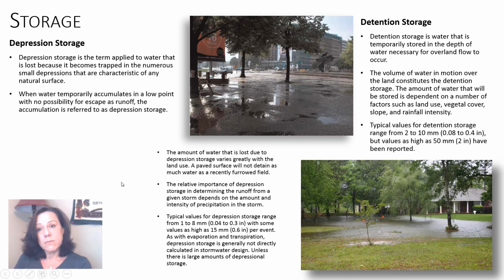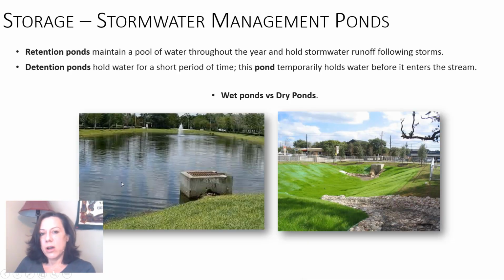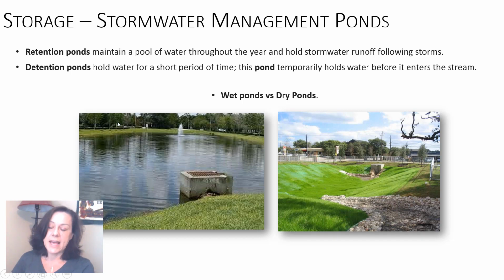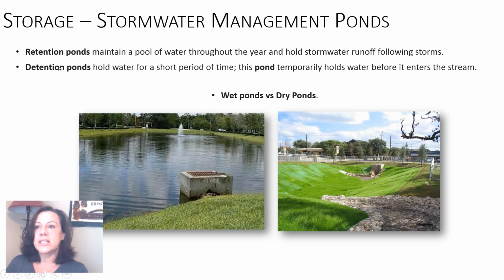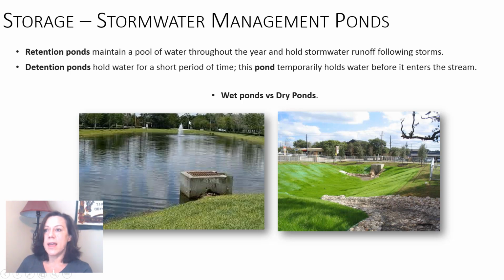Now, the other types of storage we're talking about is ponds, our stormwater management ponds or stormwater facilities, whatever you want to call them. We have two different types of ponds. We have retention ponds and detention ponds. Retention ponds basically maintain a pool of water throughout the year and hold the storm event. Detention means it's holding the water for a short amount of time and then releases it at a certain rate. Retention can be both wet or dry, and detention can be both wet or dry ponds.